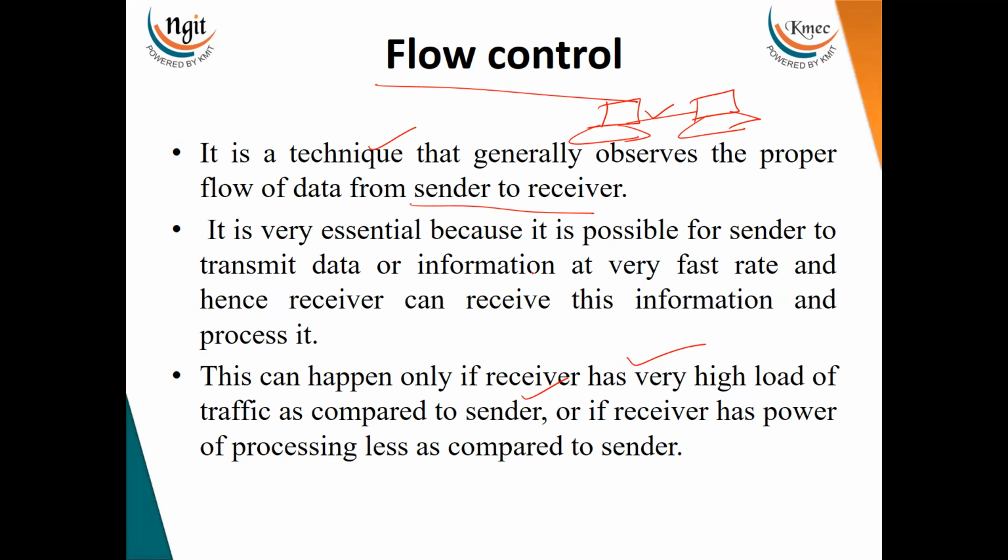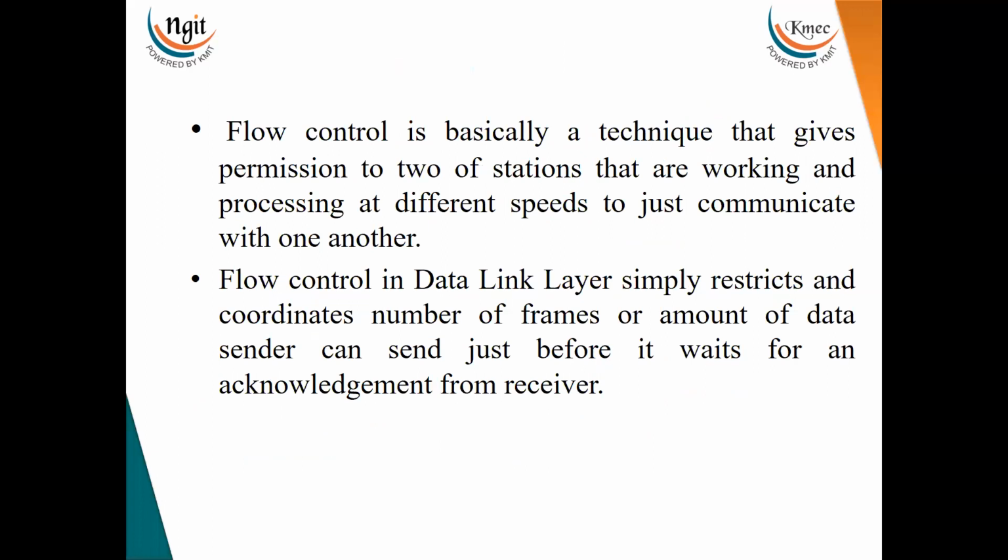Now, what is meant by flow control? It is a technique that generally observes the proper flow of data from the sender to the receiver. Flow control is basically a technique that gives permission to two stations that are working and processing at different speeds. That means between the two stations we have this transmission of data. The main theme of flow control is what here? The receiving capacity at the receiver side should be more than the transmission rate at the sender side.